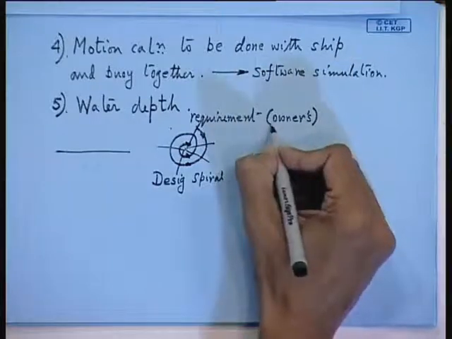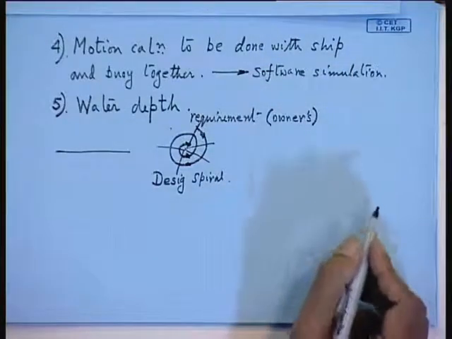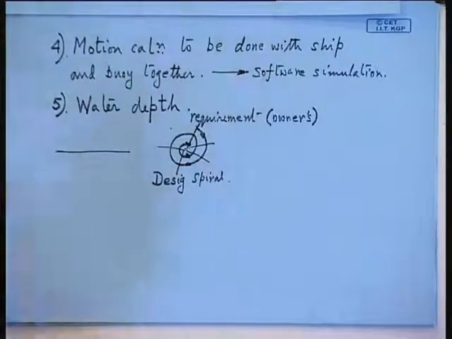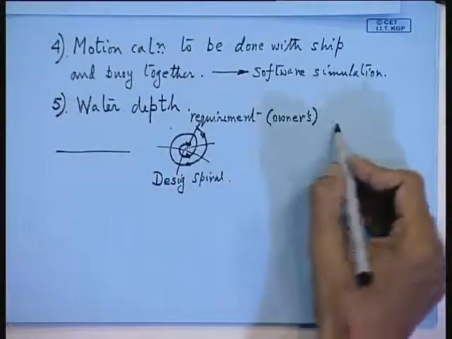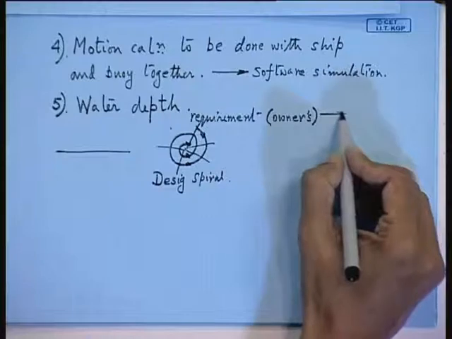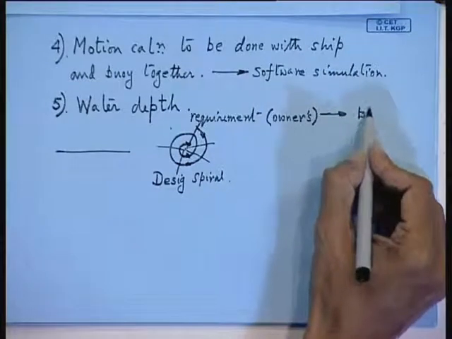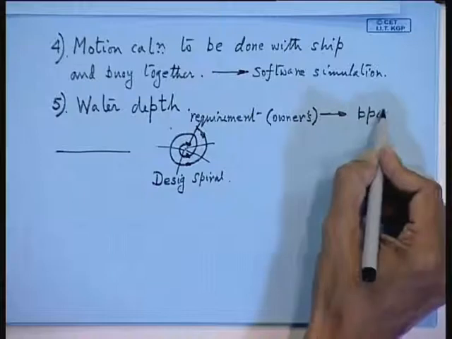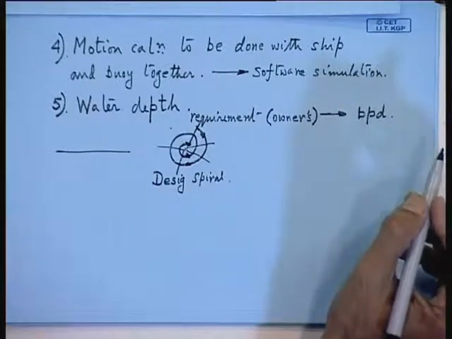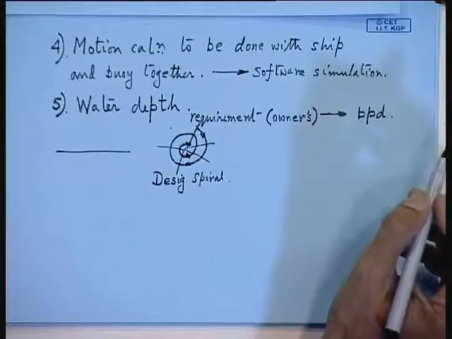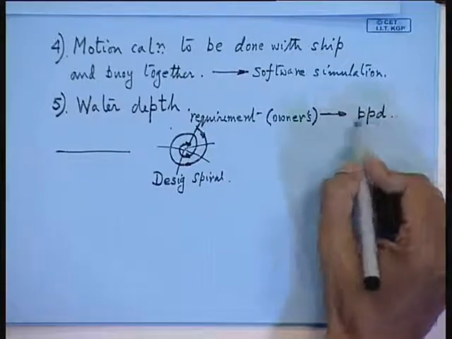Now, on a buoy, you will find there will be a lot of topside equipment, say pumps, compressors, pipings and all that. So, the capacity or size of those equipments is dictated by what? Dictated by the owner's requirement. What is that owner's requirement? BPD of oil, barrels per day of oil that you are going to lift from the seabed onto the tanker. So, this is your capacity.